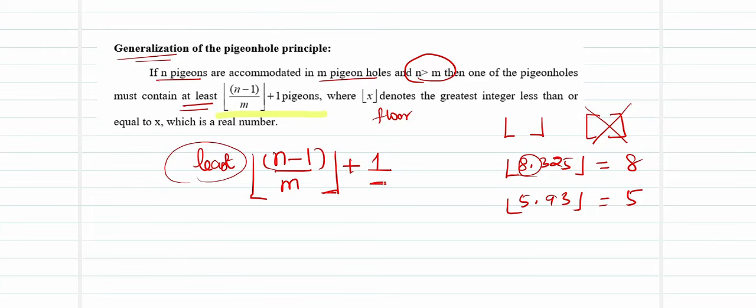Okay, so keeping these two cautions in mind, we will move on to solve real-time problems using this pigeonhole principle. Now problem number 1 says: in a group of 100 people, several will have birthdays in the same month. At least how many must have birthdays in the same month?